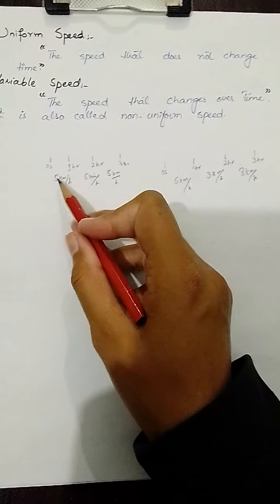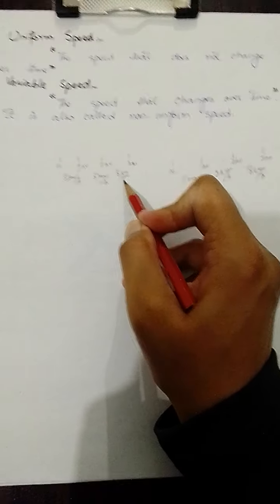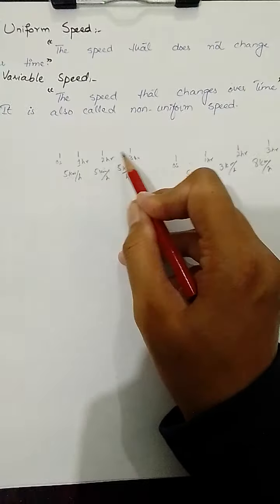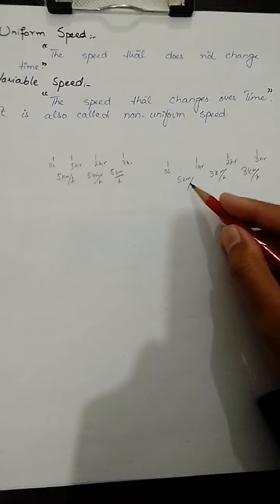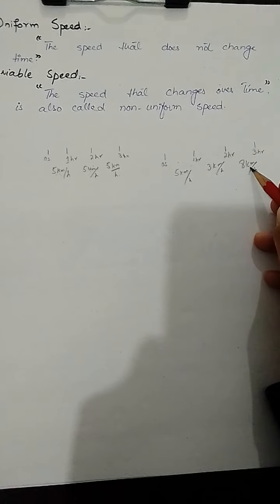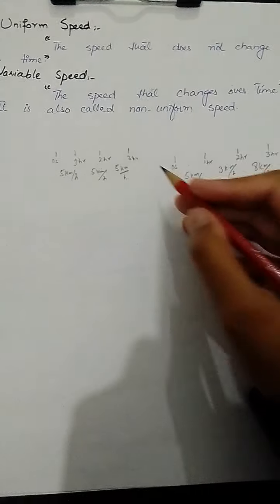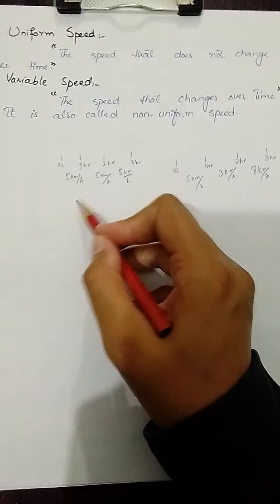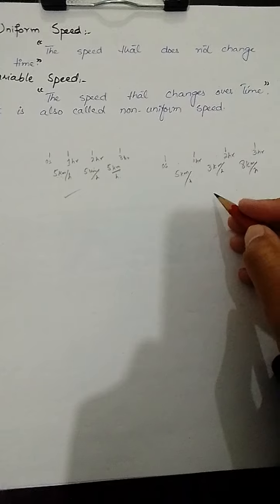So in this case the speed is not changing with the change of time, but in this case the speed is constantly changing with the change in time. So this is an example of uniform speed and this is an example of variable speed.